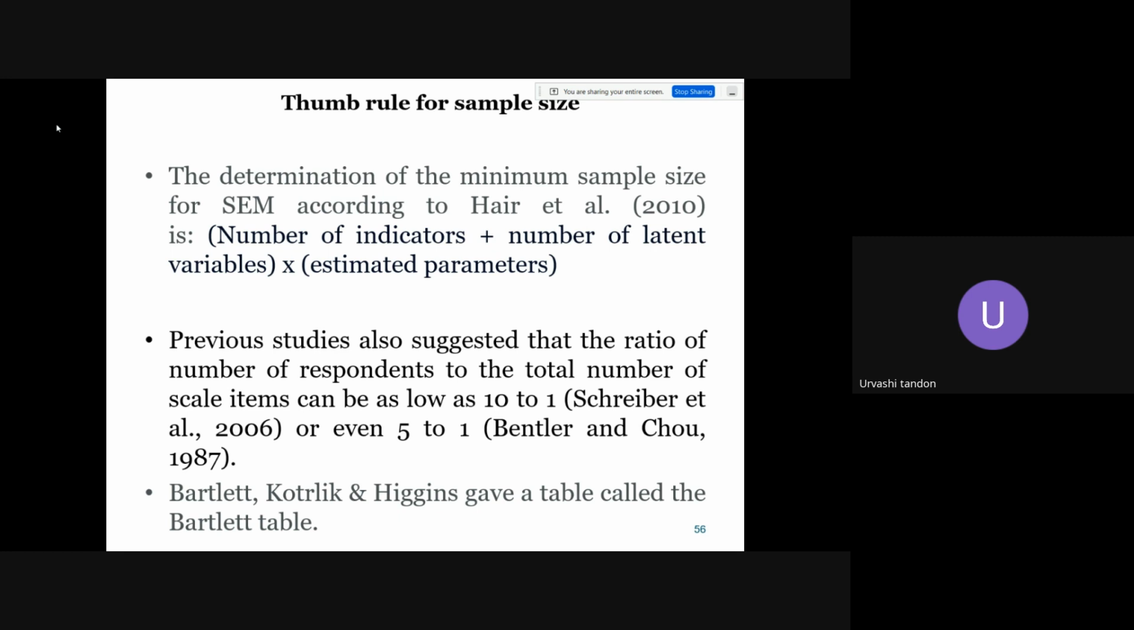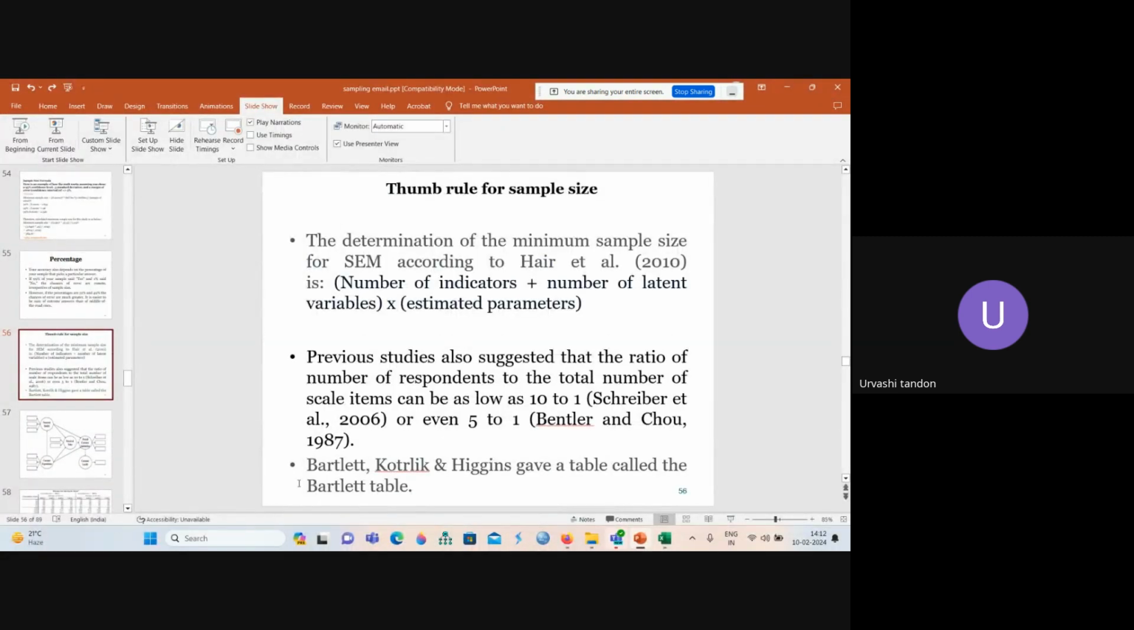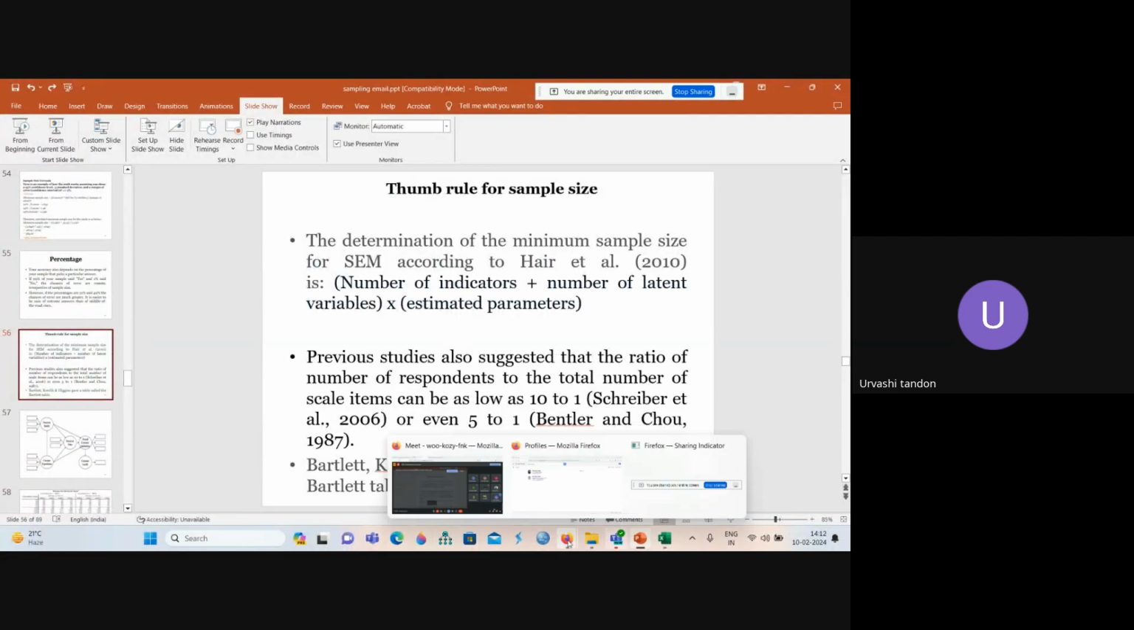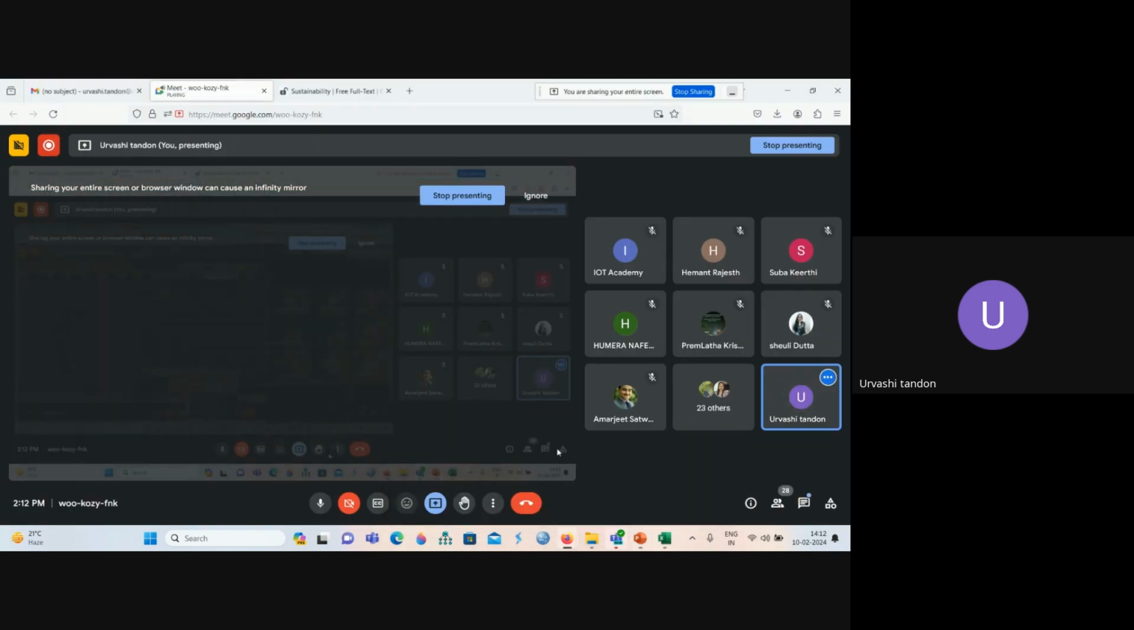Do you know what is the latent variable? I'm quoting here latent variable. Are you aware what is the latent variable? No. Okay, no issues. See, let's say latent variable is a variable which is reflected by the indicators, right?